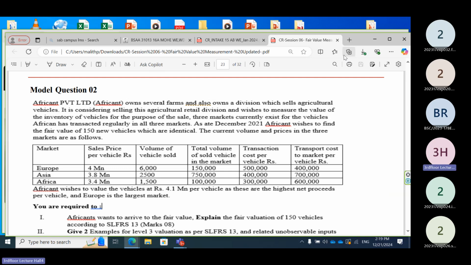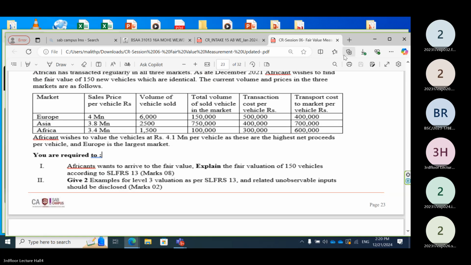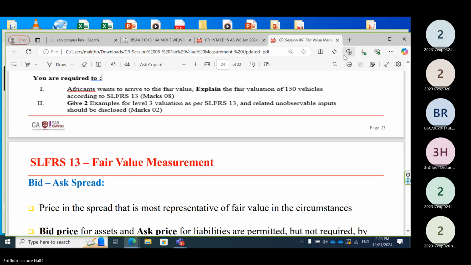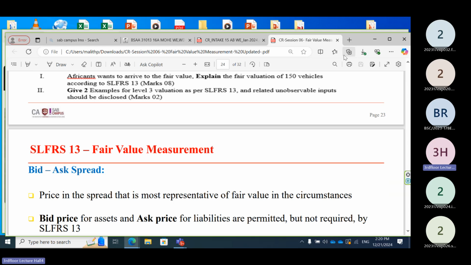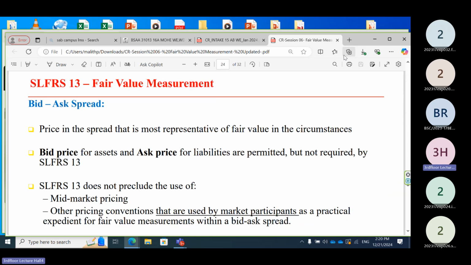Sales price per vehicle, volume, total volume sold vehicle in the market. So then very easy question, right? How about this question? Give two examples for level 3 valuation, specially for IFRS 13. Give two examples, and related unobserved inputs should be disclosed. Right, that's about market valuation, right?